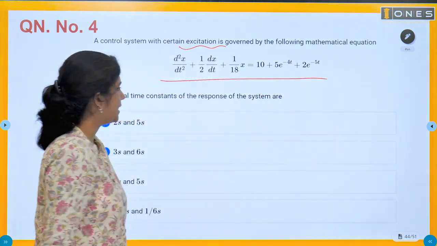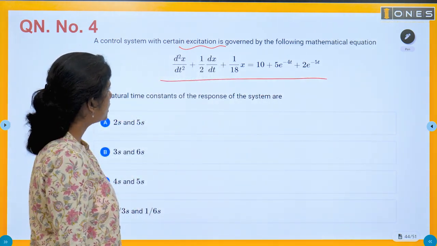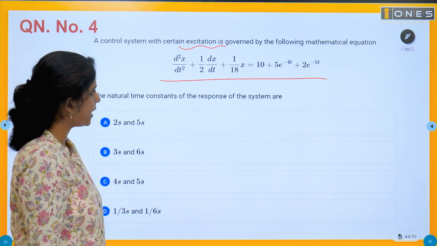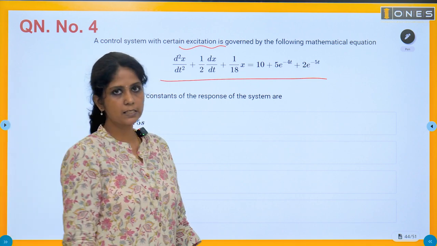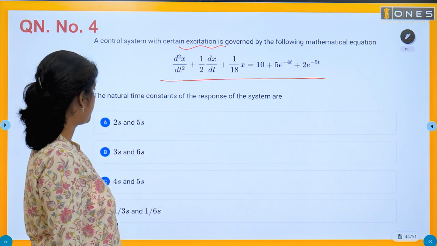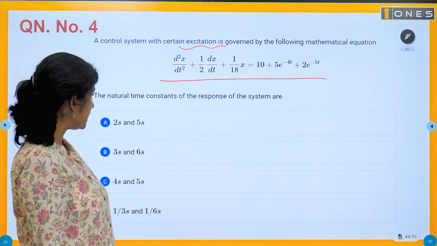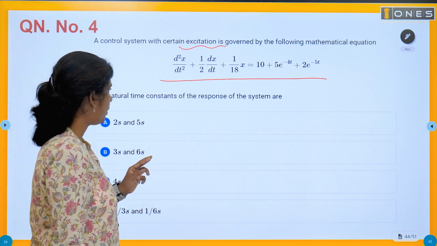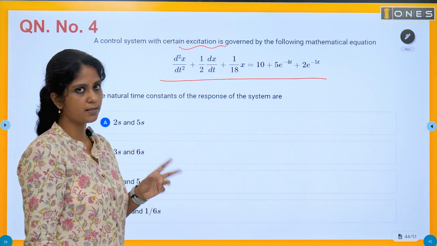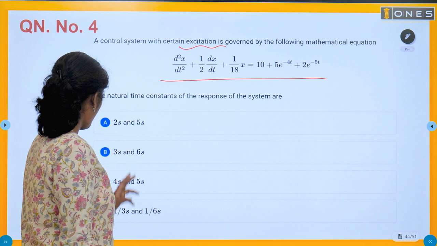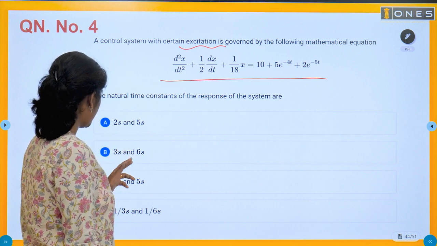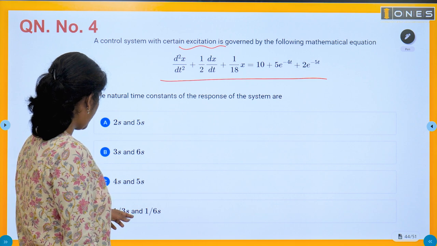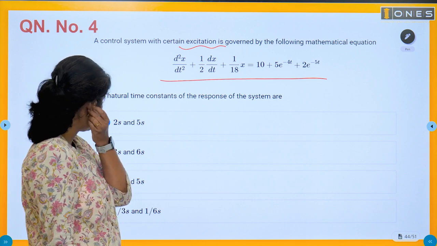d square x by dt square plus 1 by 2 dx by dt plus 1 by 18 x equal to 10 plus 5 e to the power minus 4t plus 2 e to the power minus 5t. The natural time constants of the response of the system are: option A 2 seconds, 5 seconds; B 3 seconds, 6 seconds; C 4 seconds and 5 seconds; D 1 by 3 seconds and 1 by 6 seconds.